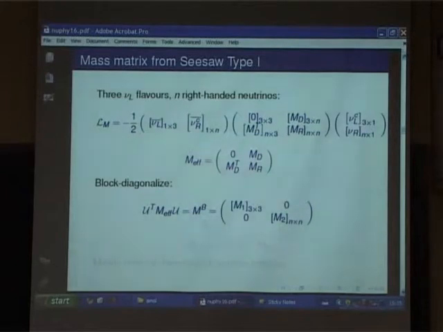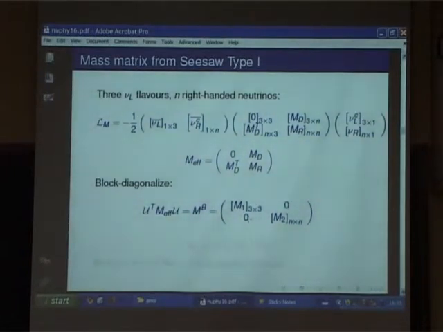What does block diagonal mean? It has a 3 by 3 diagonal component here. There is an n by n diagonal component here, and these two are 0. So M1 is not a diagonal matrix. M1 can have off-diagonal elements. But block diagonalization means that this and this is 0.